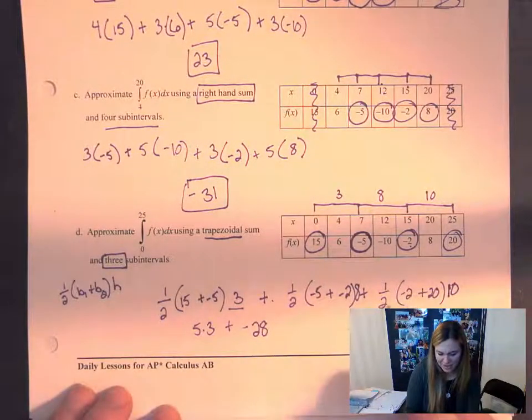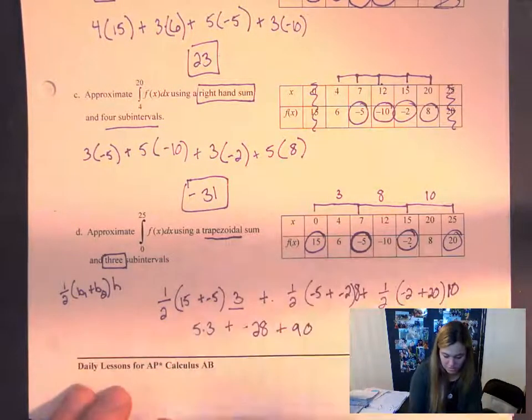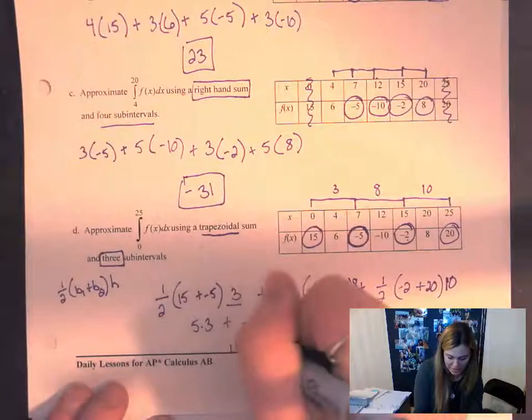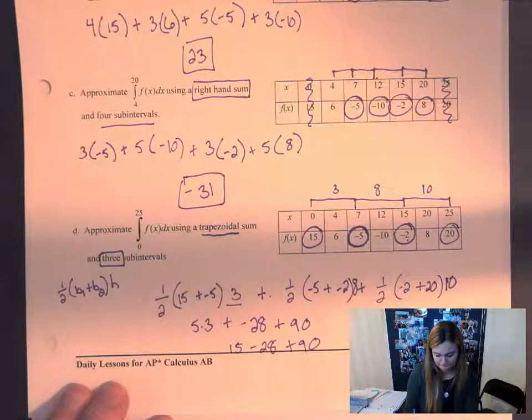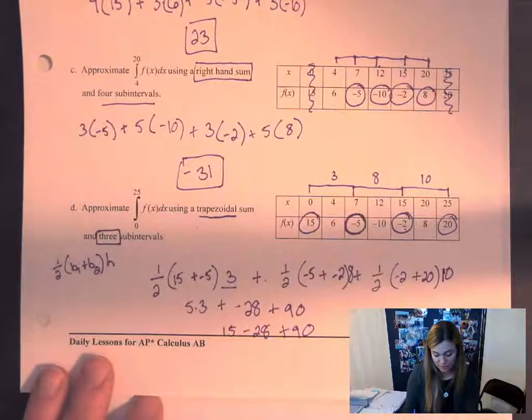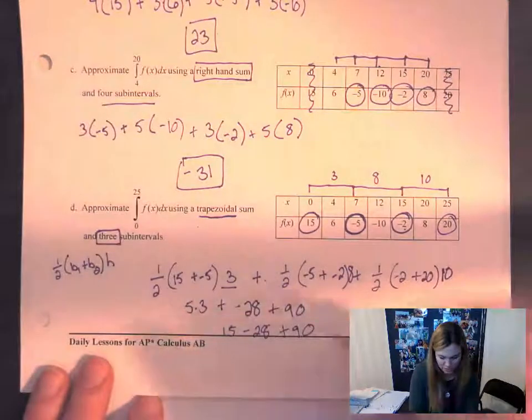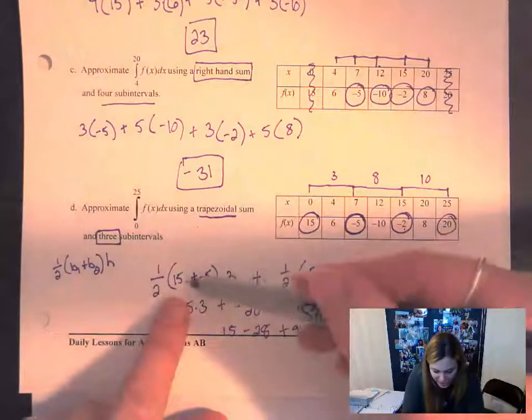This would be 18. 1/2 would be 9, 90. 15 minus 28 plus 90. 90 minus 30 would be 60, but that's not it. So 62 plus 15, that's not, hold on, something's wrong here. Let me check this one again. Oh, silly.